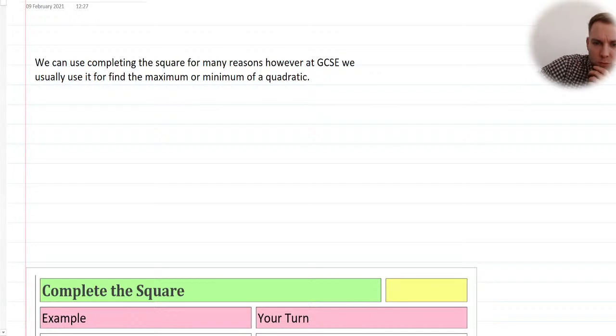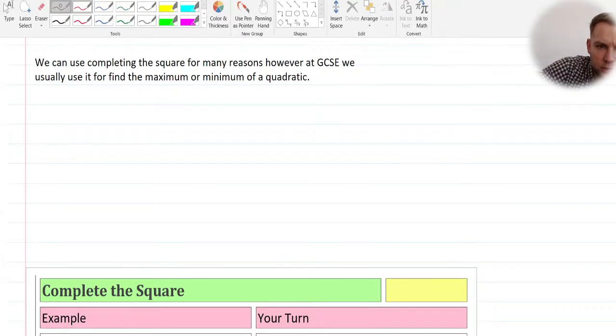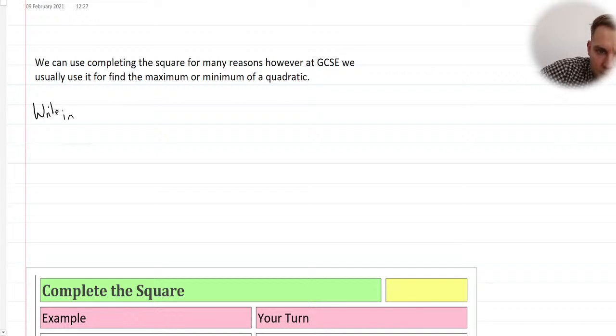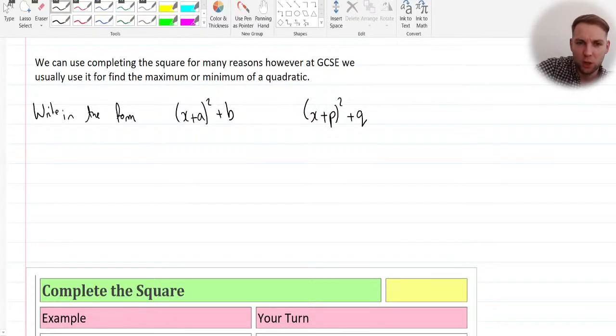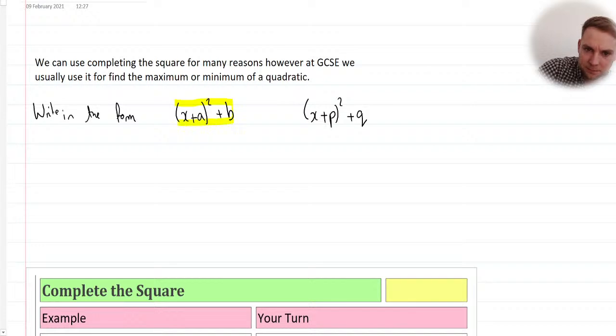Now usually what they say is write your quadratic in the form. There's a few different forms that they put it in. One of the forms they usually ask for is x plus a squared plus b. This is what you're looking for, that bracket squared plus b. Sometimes it's in x and q, so it could be x plus p squared plus q. Those positives can be negatives, but it's that format that you're looking at. It's x plus something squared plus something else, and you're trying to find out what a and b are. So this is what it looks like in a GCSE question usually. I'll show you some examples of this, and then I'll show you how we find the maximum or minimum.